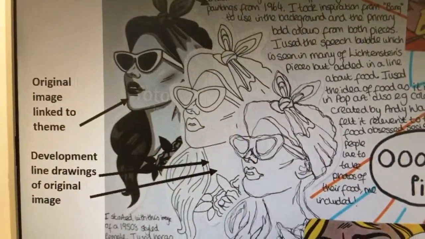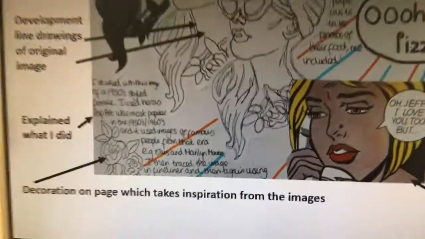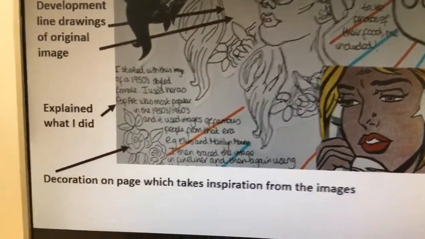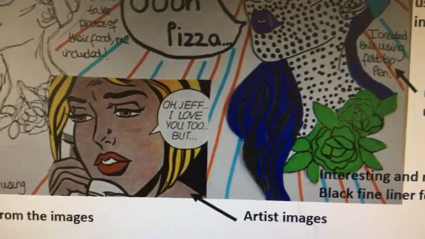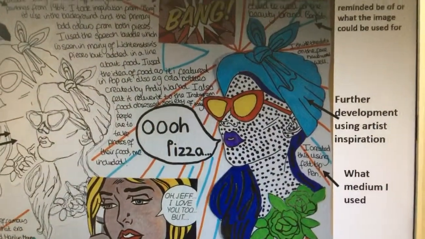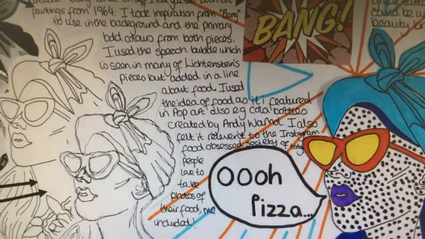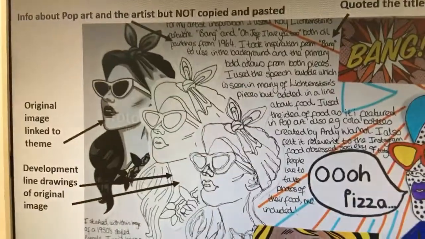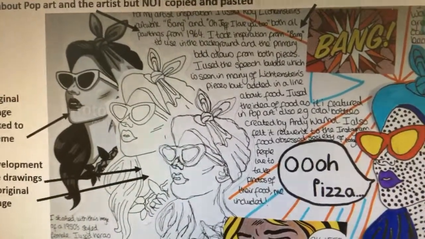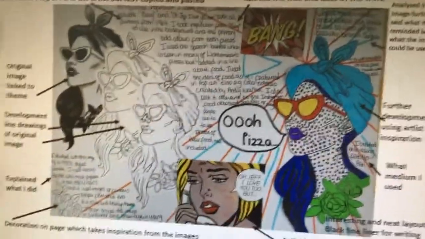So we've got the original, then we've got development through line drawing, continual line drawing. I've explained and talked about what I've done, decorated the page to fit in with the theme that I'm doing. Then I've got an artist, and then I've done something in the style of an artist as well, and then information in the background about the artist and how I've been inspired by them. So you can see the step-by-step process that I've gone through. I've got just an image that I've developed, and then I've developed it in the style of an artist as well. So I've got both on there.